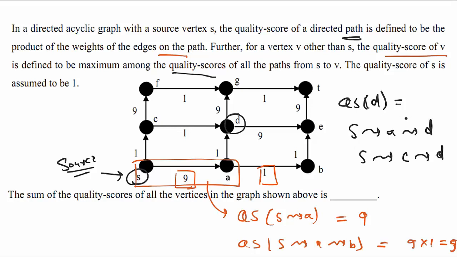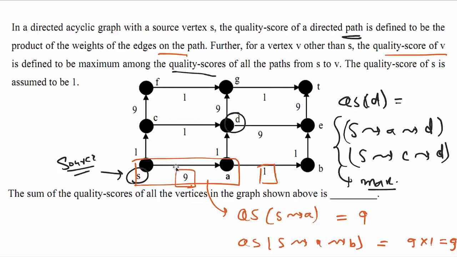So what is the quality score of D? I will take the maximum of the quality scores of these two paths, and then declare that this is the quality score of my vertex D. So what we are saying is that if there are multiple paths from S to some vertex, let's call it D.